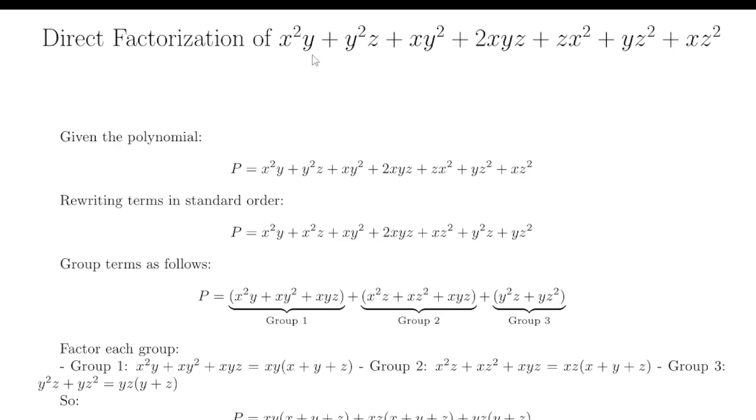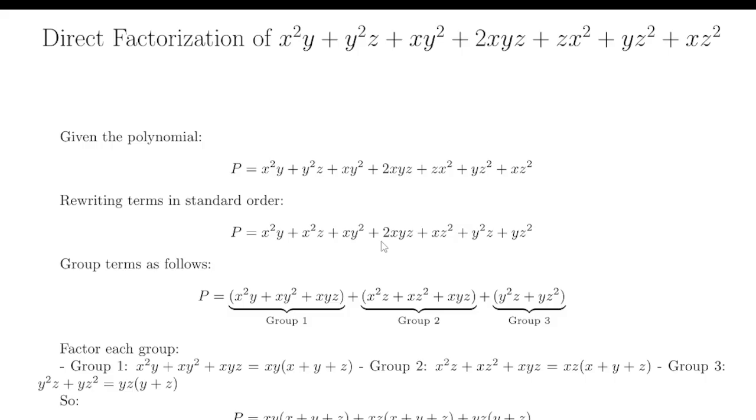In this video, we want to factor x squared y plus y squared z plus xy squared plus 2xyz plus zx squared plus yz squared plus xz squared. So the key to doing this problem is to group it in the correct way.